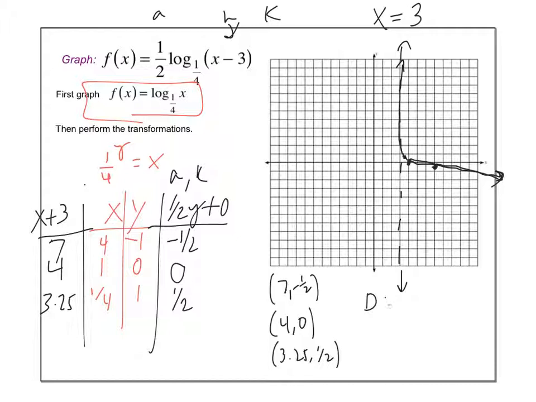The domain has been shifted 3 units to the right, therefore my domain gets written as so, 3, +infinity, and our range doesn't change because of the all real numbers that the y values cover. All right.